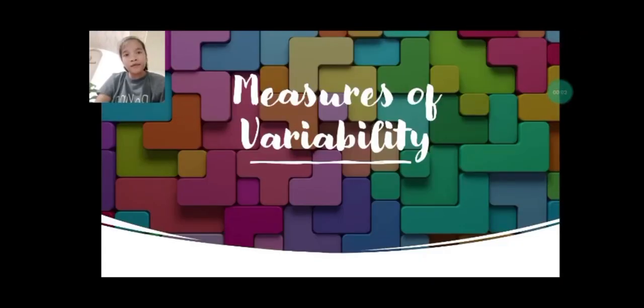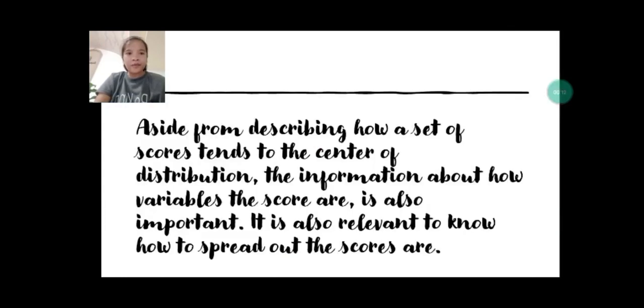Hello everyone, so let's continue with Chapter 10, the measures of variability. Aside from describing how a set of scores tends toward the center of the distribution, the information about how variable the scores are is also important. It is also relevant to know how spread out the scores are. So, the measures of variability and their characteristics.